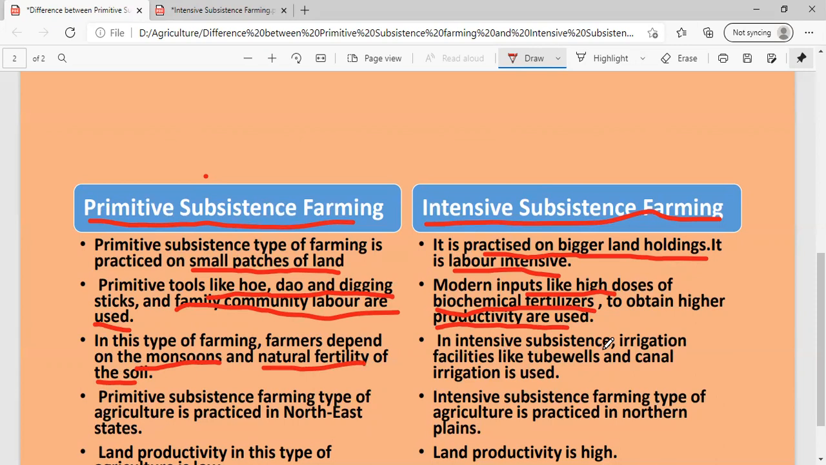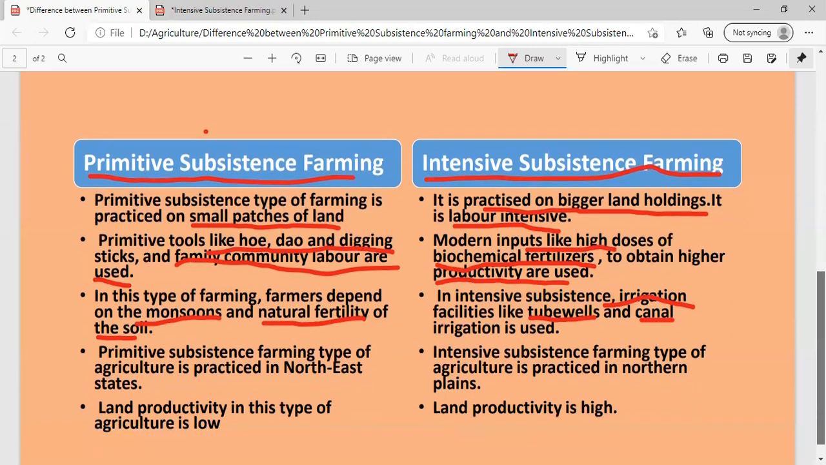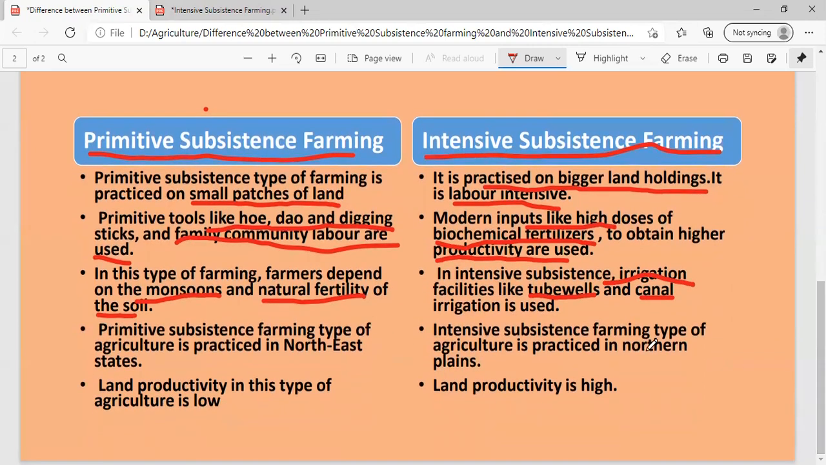But in intensive subsistence farming, farmers are depending on irrigation facilities like tube wells, canals and other means of irrigation instead of depending on rainfall. If you are depending on rainfall, then you can cultivate only seasonally. Primitive subsistence farming is mainly practiced in northeastern states, where they are getting a good amount of rainfall and the soil fertility is also good.